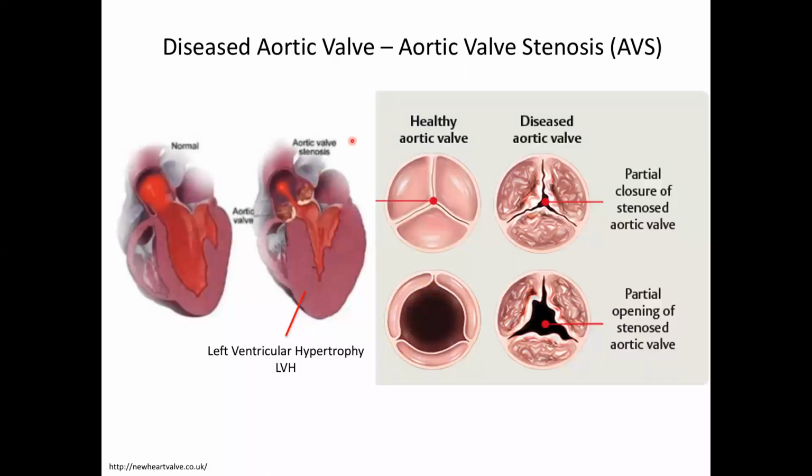The first valve that was really repaired in great numbers was the aortic valve, because aortic stenosis or a bad aortic valve turns out to produce symptoms very quickly, right? And those symptoms are quite severe. And if the valve itself, as we'll see, becomes stiff and stenotic, it produces left ventricular hypertrophy pretty quickly too.